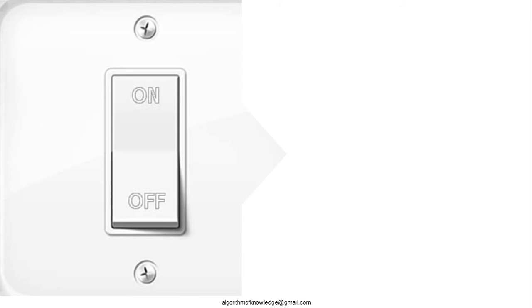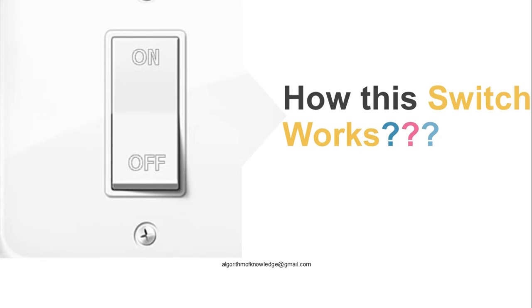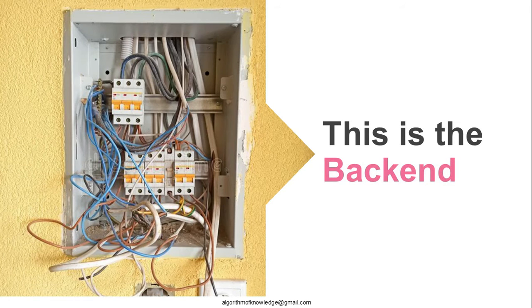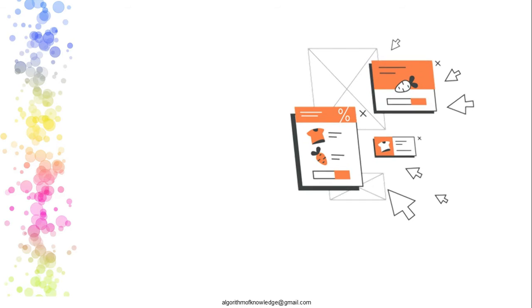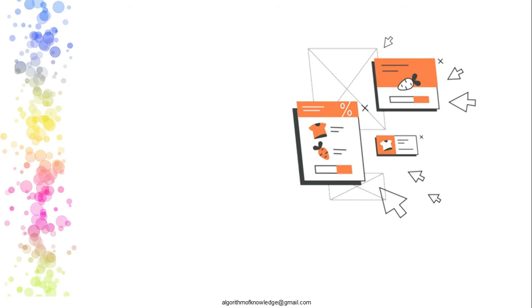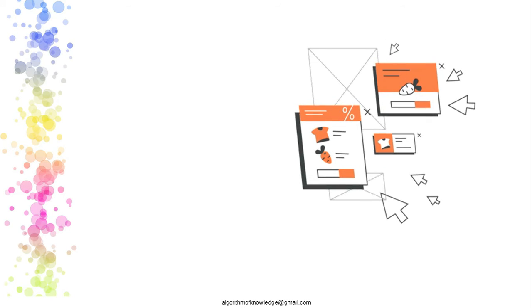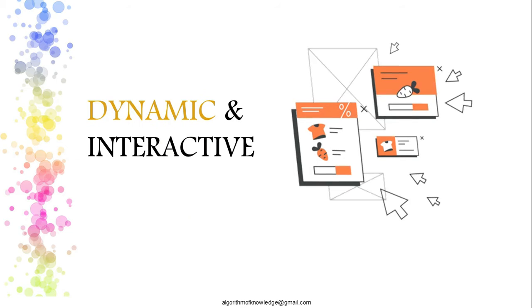Let me explain with an example. Let's assume you have a switch. It looks easy, right? Now, the question is how this switch works. As you can see here, this is what makes it work. This is the backend of the switch. So what you see on the web page or web application is just the front end. The backend is all the hard work you have to do to get that HTML, CSS, JavaScript and the data to the users. This is what makes your website truly dynamic and interactive.